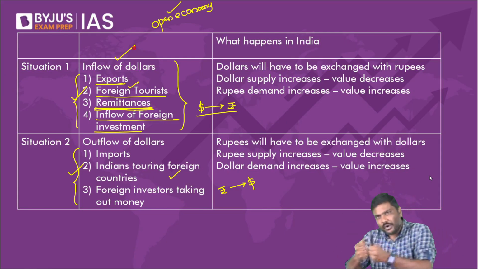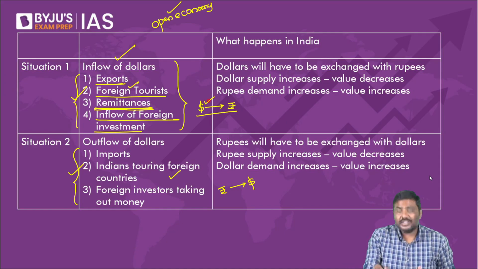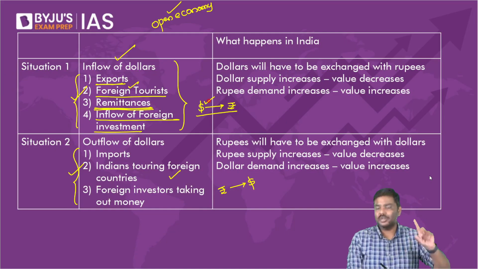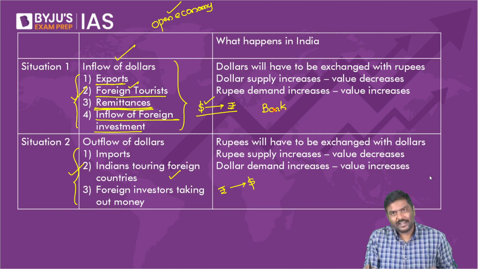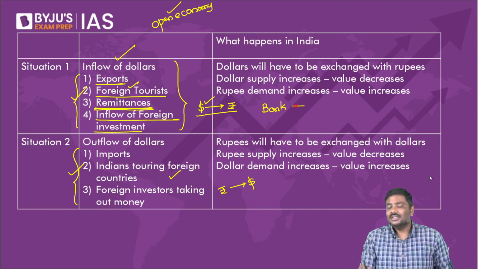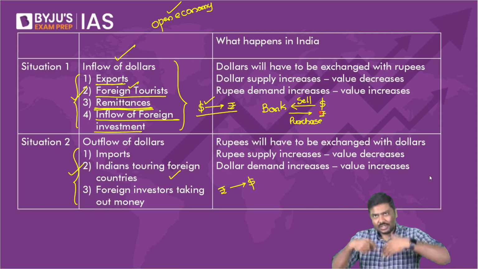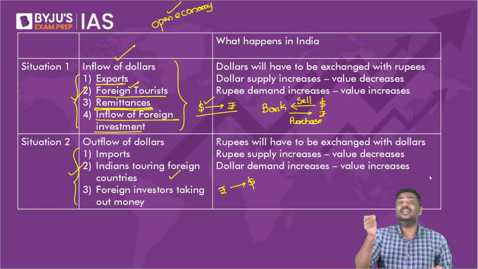I'll go point by point. If the dollars will flow into India, point number one, can I say you need to convert dollar to rupee? So what will you do? Imagine you will go to a bank, you will take all these dollars, go to a bank, sell the dollars to the bank, and in return purchase the rupees. Correct?